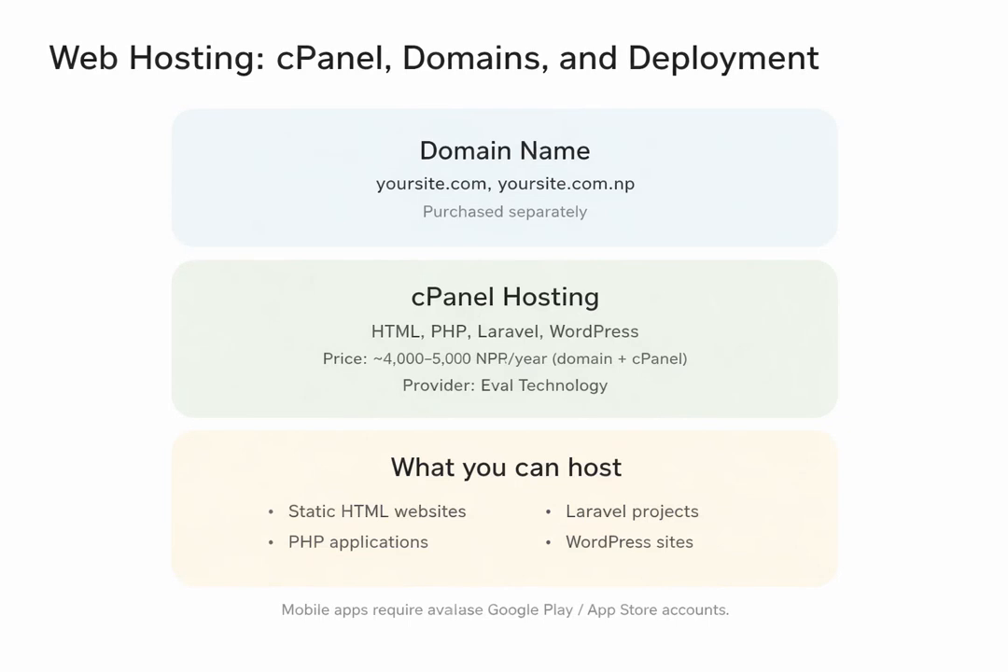Let's talk about hosting your projects. A cPanel hosting plan gives you a server environment where you can deploy HTML sites, PHP apps, Laravel projects, and WordPress, all in one place. You purchase the domain name separately from the hosting. A domain plus cPanel package typically runs around 4,000 to 5,000 rupees per year in Nepal.